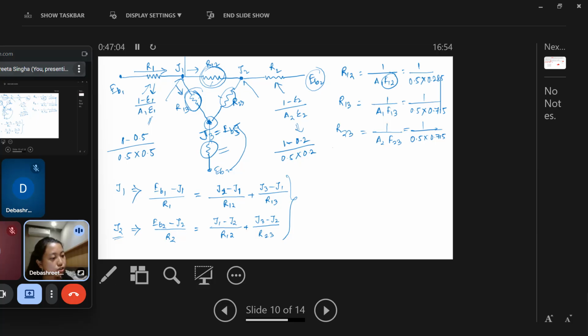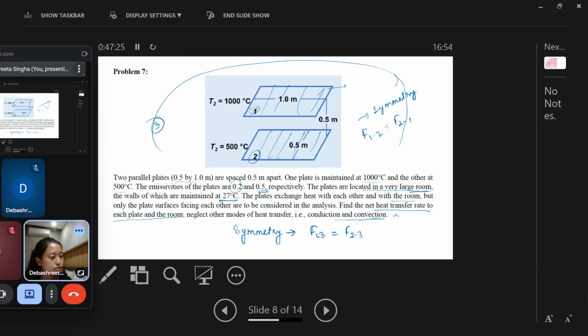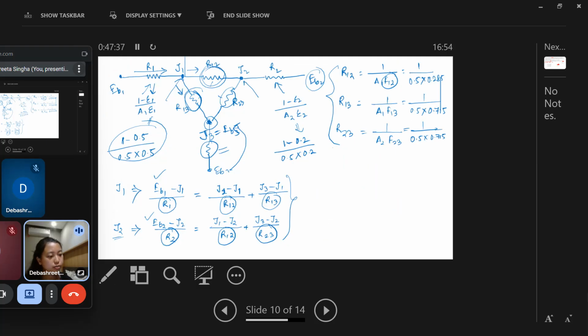In this equation, we are already calculating this R1. R1 we know, R12 we know, R13. So all these equations, if you solve, you'll get the values of R1, R2, R12, R13, and R23. Okay. Then what else do we know? We know EB1 and EB2. These are black bodies. So this is 1000. This is 500. We can calculate EB1 and EB2.